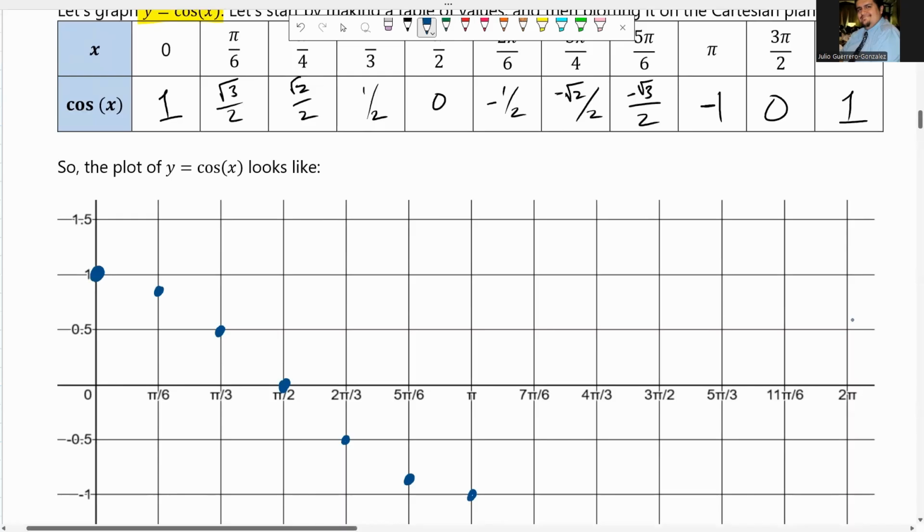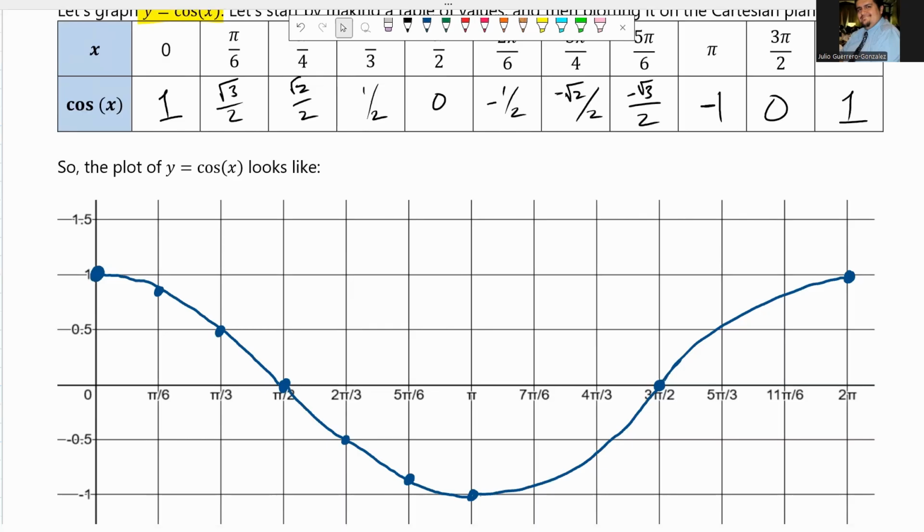And then here's where I sort of expedited the process a little bit. At 3 pi over 2, back at 0. And at 2 pi, back at 1, okay? So again, connect the dots like we did in kindergarten, right? Bam. And bam, right? And then we're just going to keep going. Boom. Boom. There we go. Okay. This right here is the cosine squiggle.